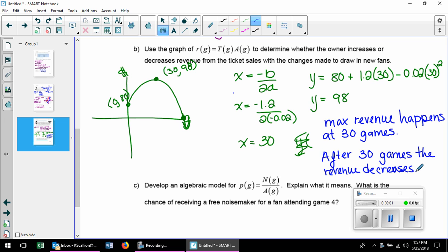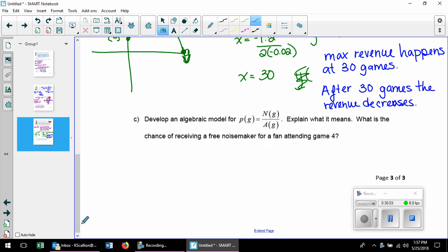All right, so develop an algebraic model for P of G and explain what it means. Okay, what is N of G? What equation was that? Okay, and what is A of G?